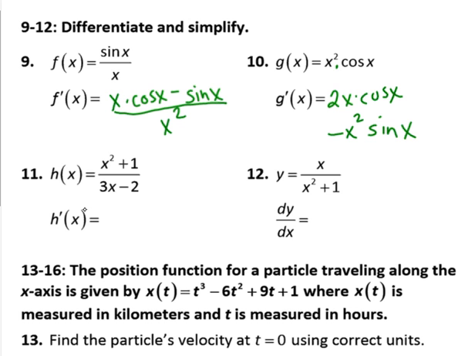All right, number 11, quotient rule. Low is 3x minus 2. Low d high times derivative of high is 2x minus high d low, all divided by low squared.